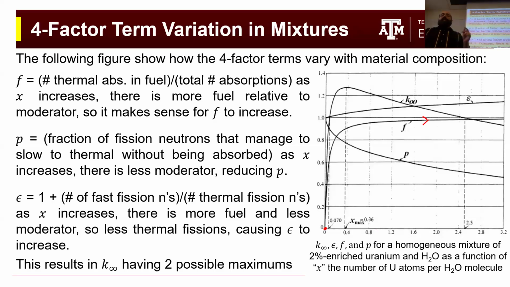And k infinity is a product of these three probabilities plus eta, but eta is more complicated. To know eta, you have to know your whole flux distribution. So we don't talk about eta so much as we talk about epsilon, f, and p. Because epsilon and f go up as x increases, but p goes down as x increases, you get a maximum, and you get two possible values of k infinity that correspond to a critical configuration.